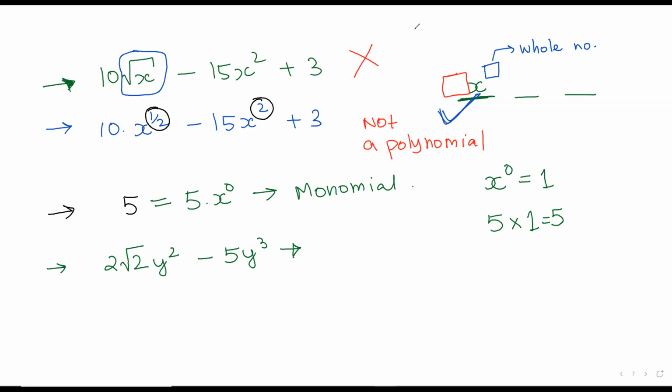Okay, so take a look at this. This is basically our coefficient, which is 2 root 2. Then we have our variable y, and then we have the exponent of that variable, which is 2. And then we have the next term, minus 5y cube, right? So minus 5 is the coefficient, y is the variable over here, and then 3 is the exponent. Now, Hamna, what do you think?